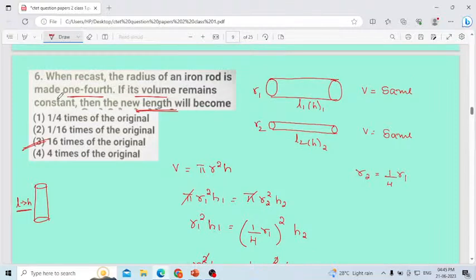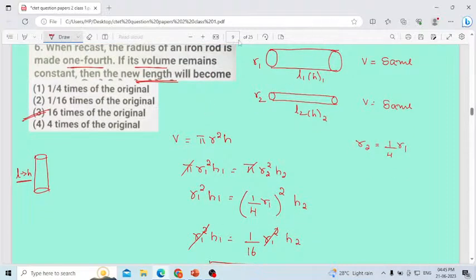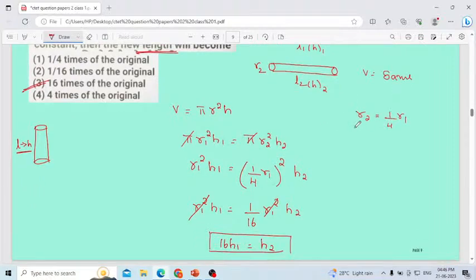When recast, the radius of an iron rod is made 1 by 4th. Its volume will remain constant. Then what is its new length? Length, height both are the same, don't get confused. Consider the iron rod: before, the radius will be r1, length l1 or height h1. Then second one, radius r2, height h2, volume the same in both cases. Then you have to choose r2 as 1 by 4th of r1.